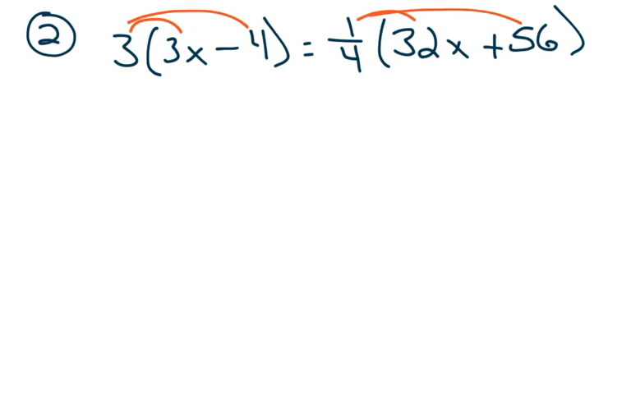Okay, so the left-hand side, 3 times 3x is 9x. 3 times negative 4 is negative 12. Okay? Now, multiplying by 1/4 right here. Multiplying by 1/4 is the same thing as dividing by 4.